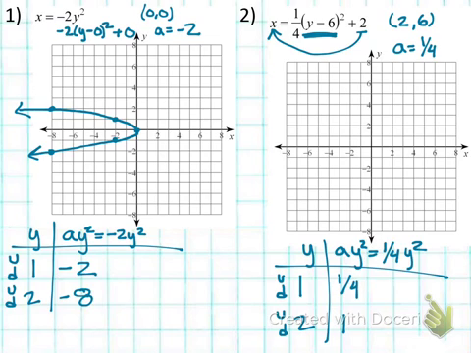I'm going to start with the vertex at 2, 6 right here. If I go up or down 1, I'm going to go to the right because it's positive, so I'm going in the positive direction 1/4. Okay, now if I go up or down 2, I'm going to go over 1. So I have these 5 points now, and I want to make my parabola.